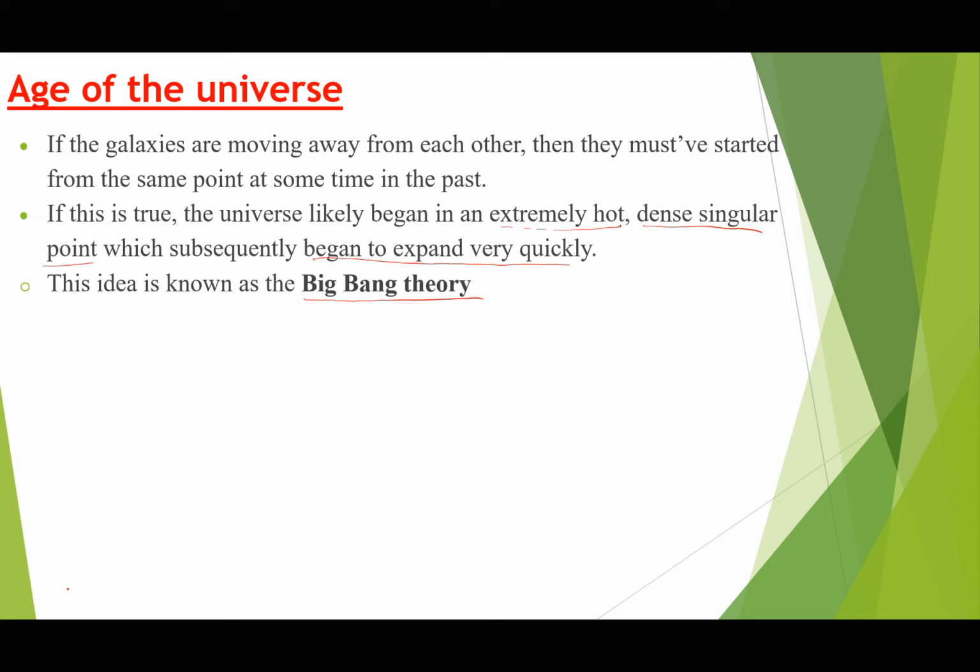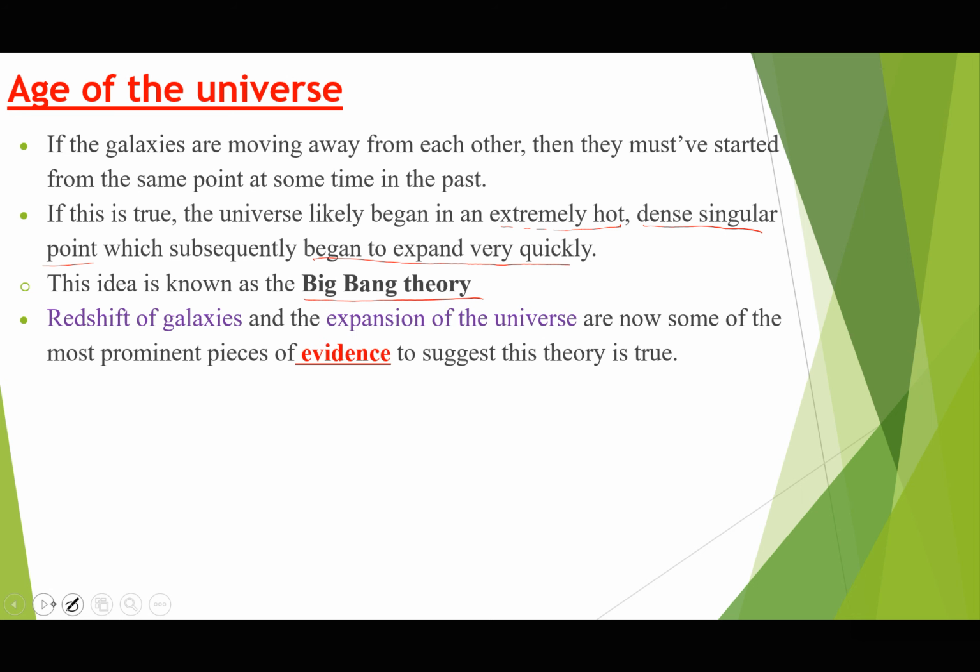There is already evidence. Number one, we have mentioned that there was a redshift of galaxies because the wavelength of spectral lines in light coming from distant galaxies was redshifted. Number two, we have already seen, according to Hubble's law, the universe is expanding. So if there is a redshift, which is also evidence of the expanding universe, then why can't we agree that the expansion started from the same point, which we call the singular point? So, the redshift of galaxies and the expansion of the universe are now some of the most prominent pieces of evidence to suggest that this theory is true.